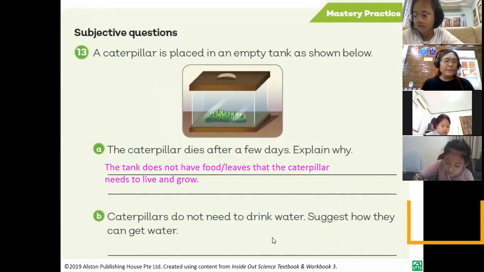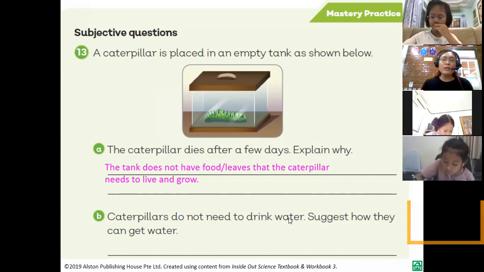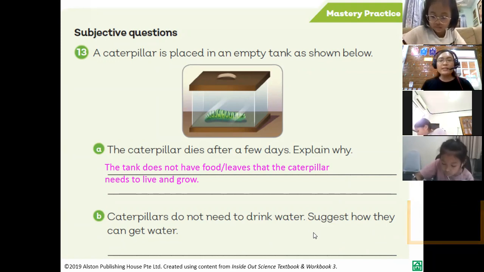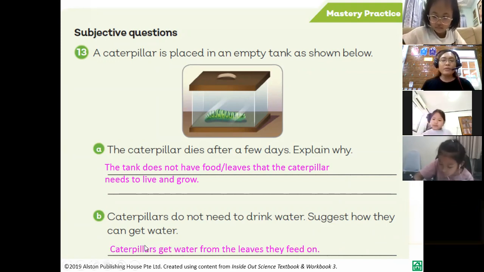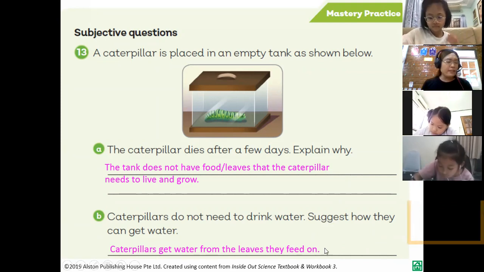And then letter B. Caterpillars do not need to drink water. Suggest how they can get water. So here's the answer. Caterpillars get water from the leaves they feed on. So you write the answer.